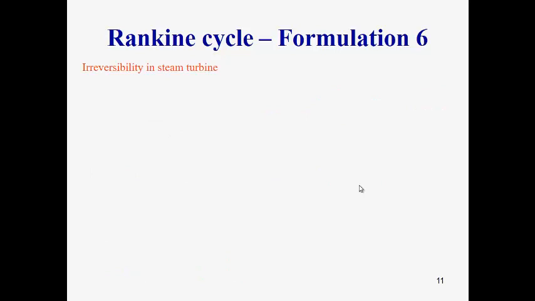There are two types of irreversibilities in the Rankine cycle: external irreversibility and internal irreversibility. The irreversibilities associated with the boiler and condenser are called external irreversibilities, and the irreversibilities associated with the turbine and pump because of dissipative effects are called internal irreversibility or internal dissipative effects.